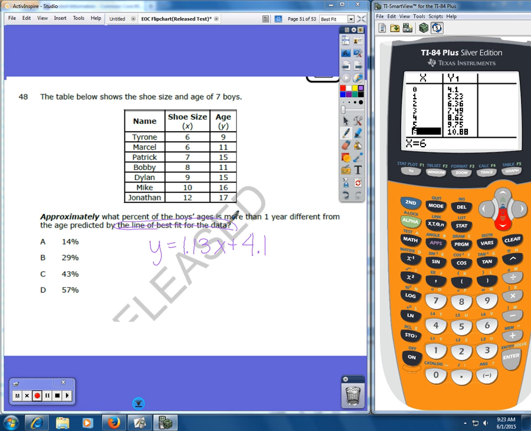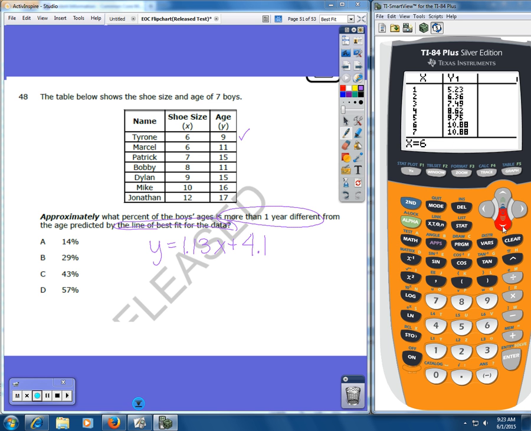We're going to mark the ones that are more than 1 year different from the age predicted here. Okay, so here it says 10.8, and this child is 9. That is more than 1 year different. So we're going to put a check next to them because we're counting the ones that are more than 1 year different. Okay, Marcel is 11, and that's not more than 1 year different than the predicted age for him.